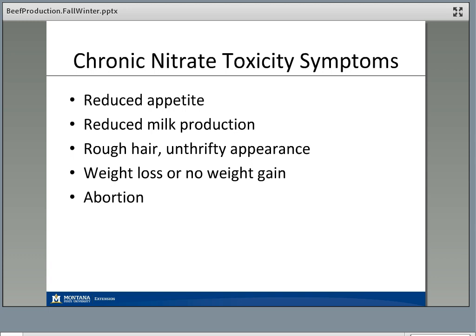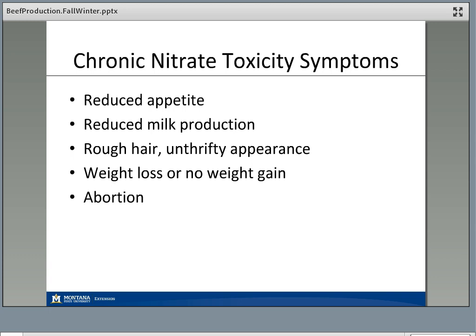So certainly if I have folks calling me in the wintertime to talk to me about a set of cows where they have some abortions, my first question is going to be, what are you feeding them? Okay, are we talking about a barley hay or an oat hay or a wheat hay here?